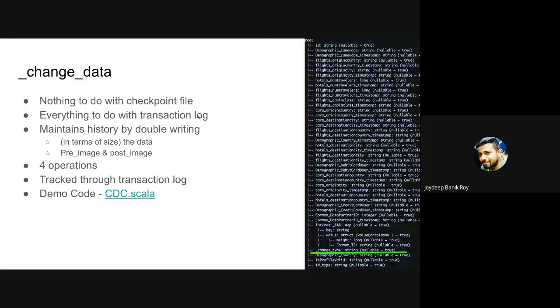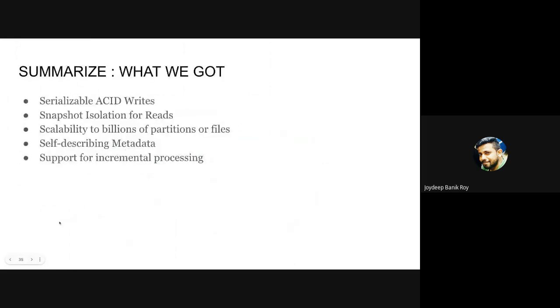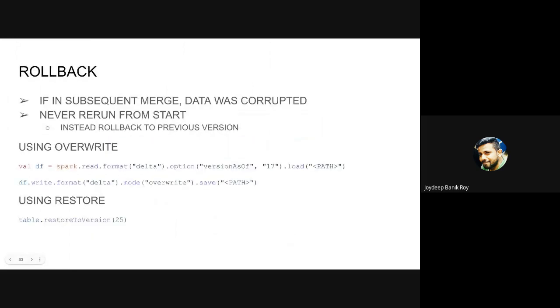So this is how the change data works. Okay, and restore, when you restore to a previous version, right? When corruption happens in the data, since you have so many versions, no need to rerun the job going forward. When we rerun Spark jobs, right? Just restore to a previous version. How? You can use one of these. Best is this one. Restore to a previous version. Restore to version. That's it.